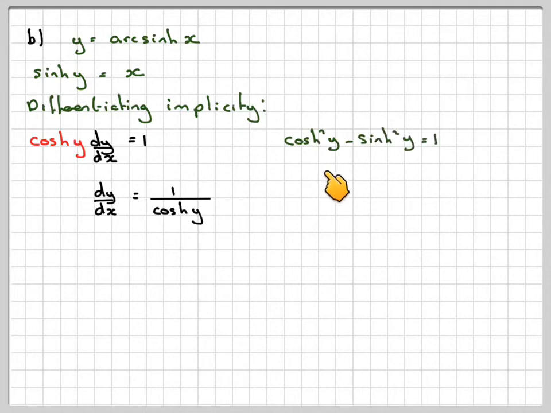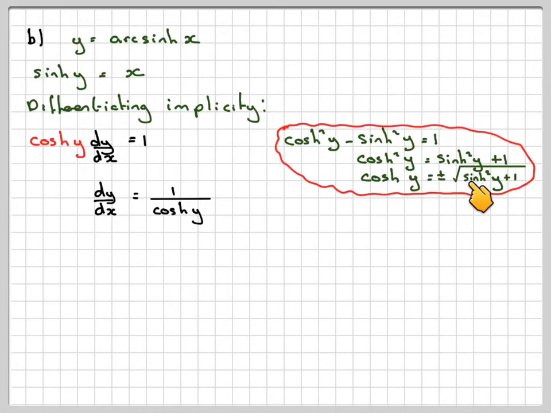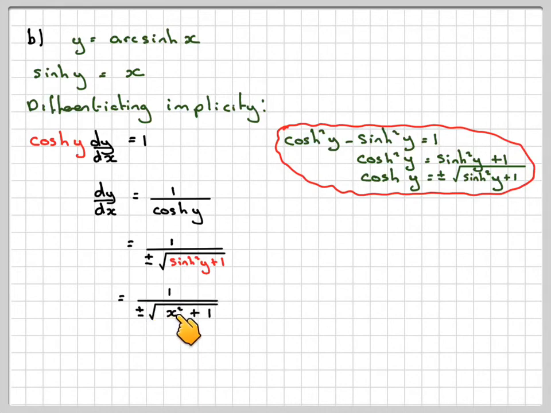Now we've got cosh squared of y minus sinh squared of y is equal to 1. Therefore, cosh squared of y is equal to sinh squared of y plus 1. If we rearrange this, cosh of y will be plus or minus the square root of sinh squared of y plus 1. So this will become 1 over plus or minus the square root of sinh squared of y plus 1, which is 1 over plus or minus the square root of x squared plus 1, since sinh of y is equal to x.